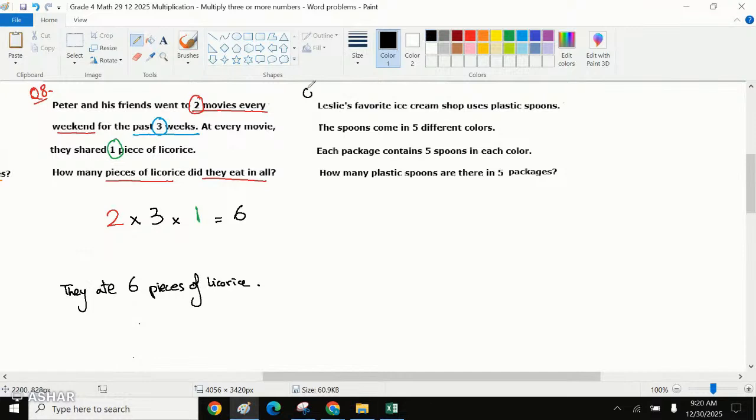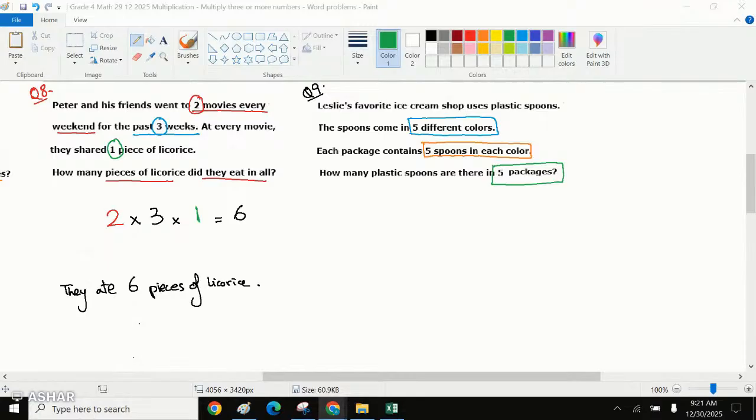Question number 9 says, Leslie's favorite ice cream shop uses plastic spoons. The spoons come in 5 different colors. Each package contains 5 spoons in each color. That means each pack will have 25 spoons of 5 different colors because there are 5 each. And finally, they're asking how many plastic spoons are there in 5 packets? Can anyone give me the answer?